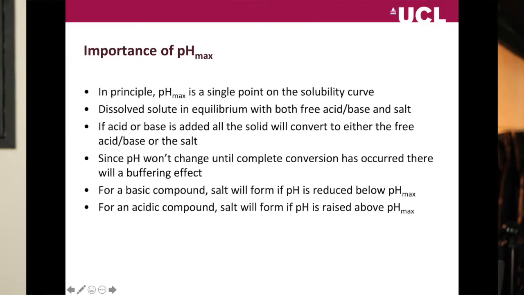So, on the screen are some bullet points to just summarise everything you need to know about pH max right now before we look at what it means for behaviour of salts in vivo. The first point is the pH max is in principle a single point on that curve. It's the point of intersection between two solubility profiles. There is excess solid in these measurements when you make the measurement of solubility, because there has to be, because solubility is a position of equilibrium between dissolved solute and excess solid.